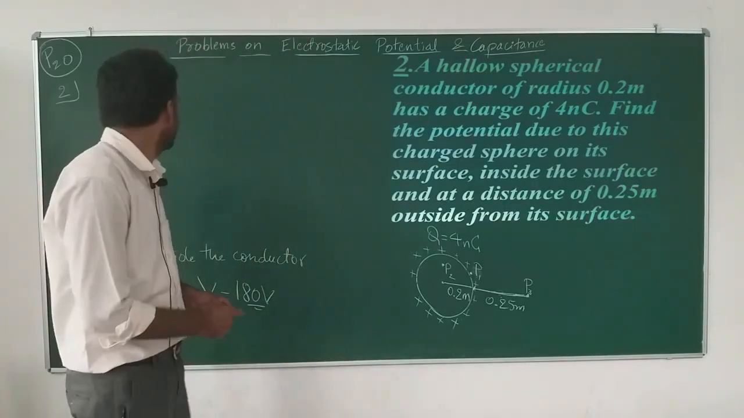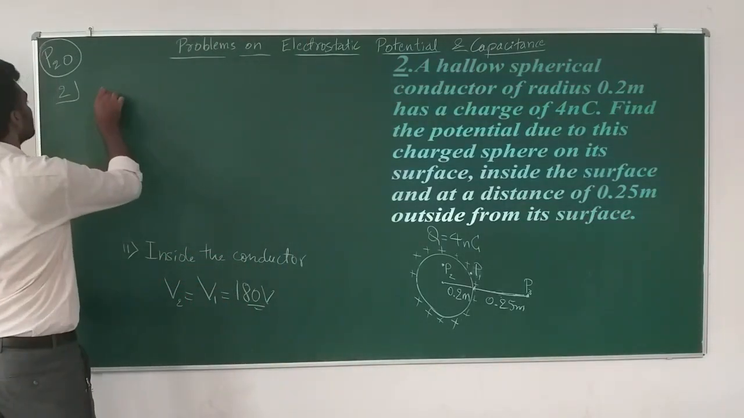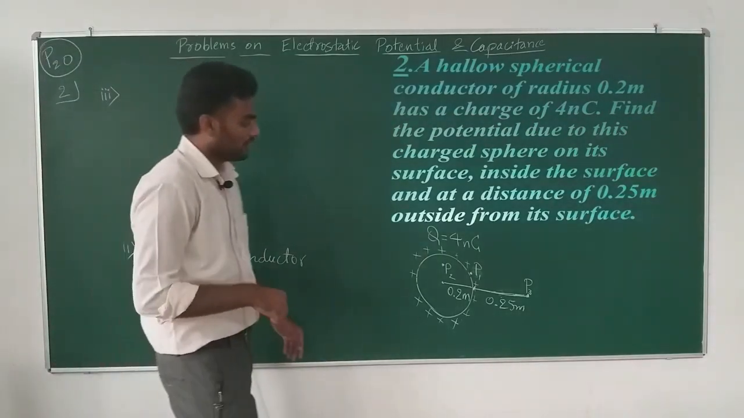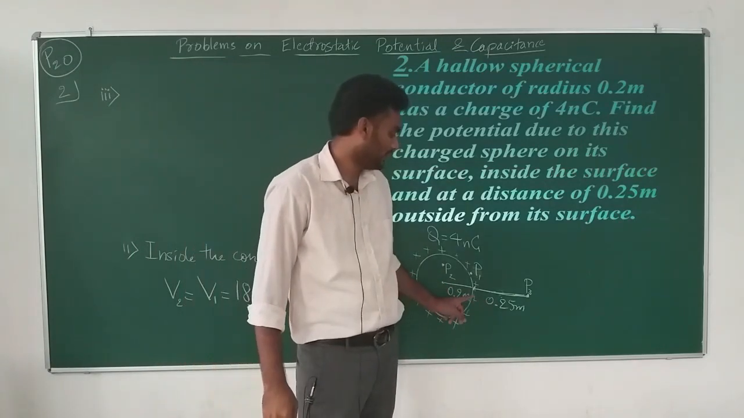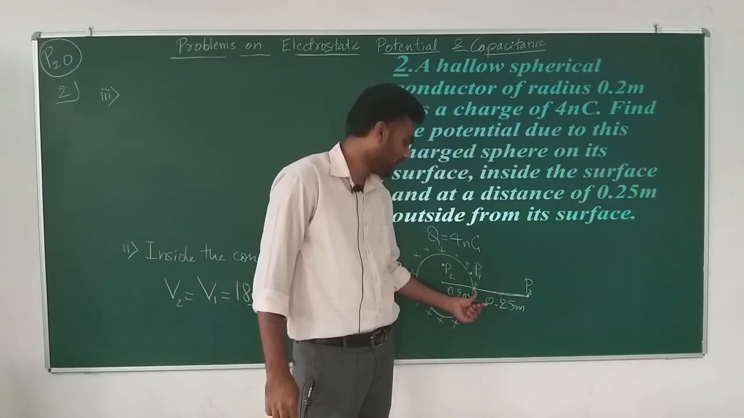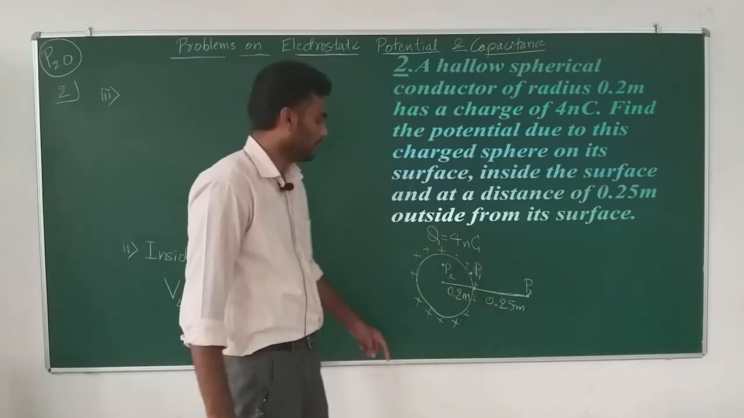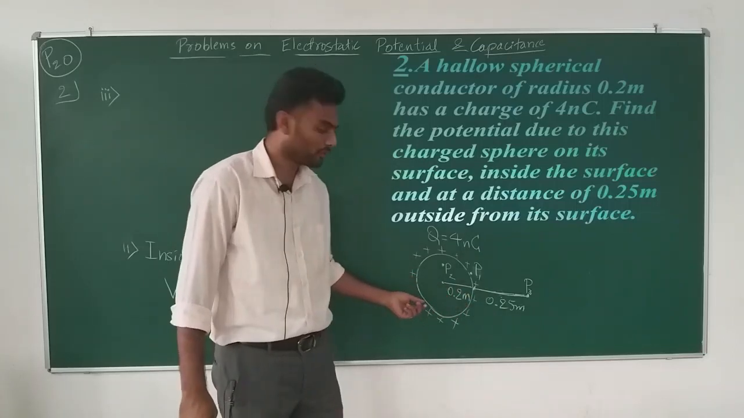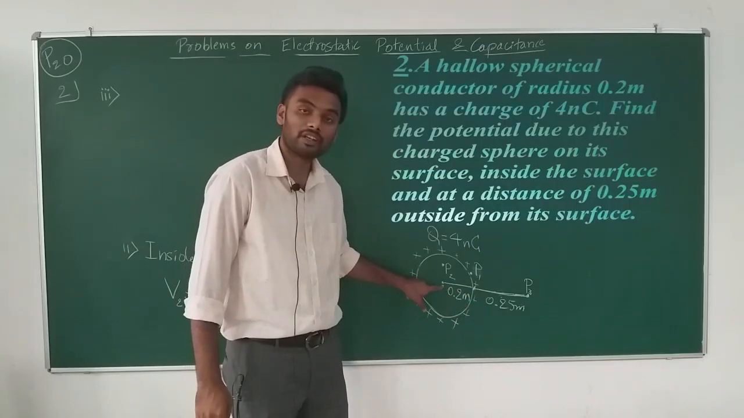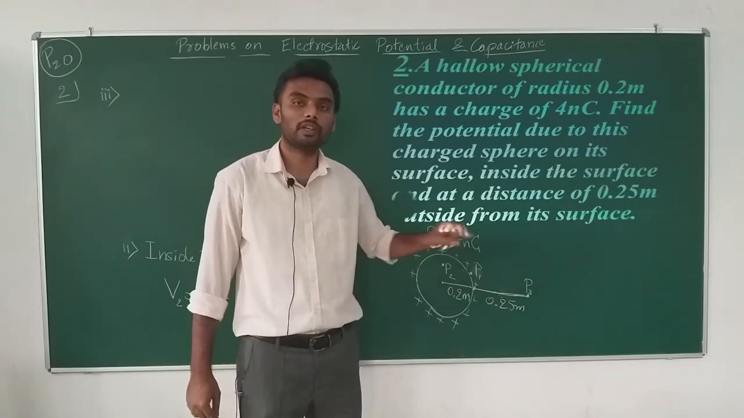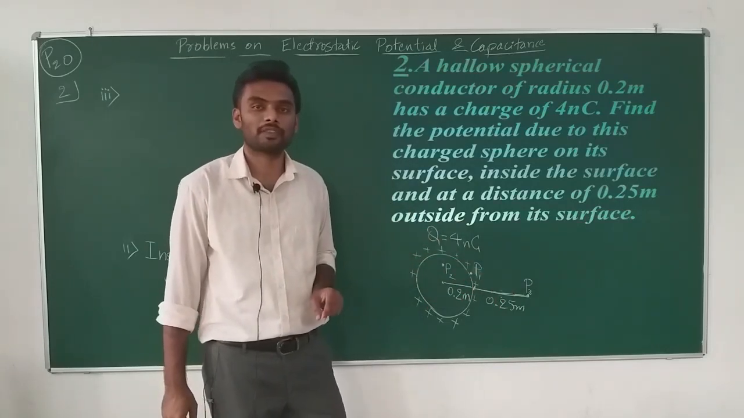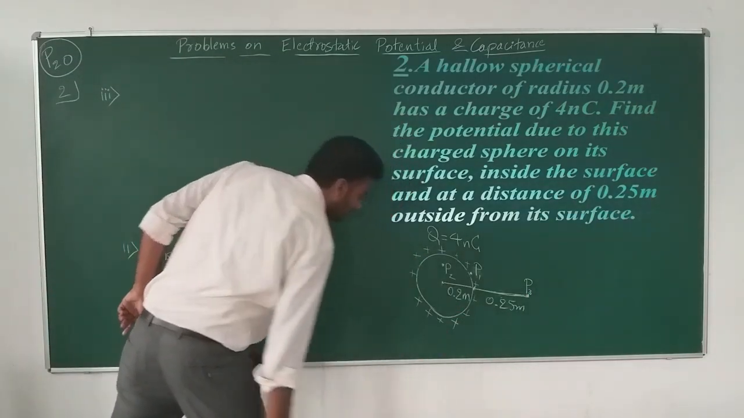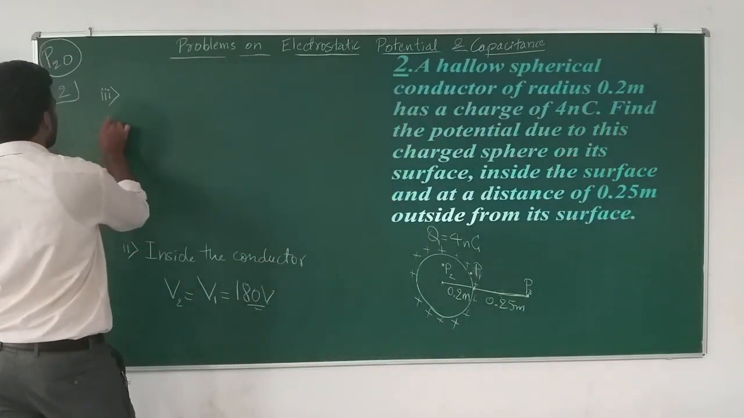Right, next the third part of the problem. Outside from its surface, 0.25 meter outside the surface. From this point, from the surface, 0.25 meter. Okay. So even though it's given from the surface, the distance that should be considered is from the center of the spherical body to the point where we need to get the potential. So let me call that total distance from here to here, which should be substituted here as x.